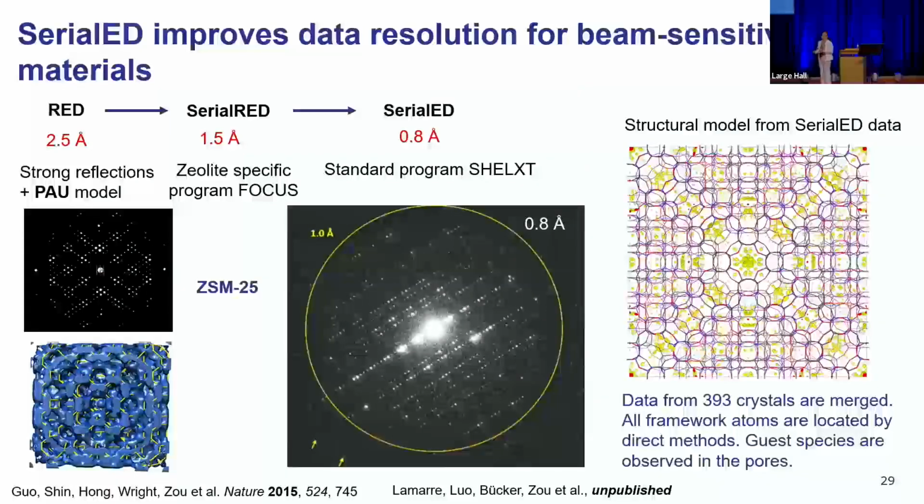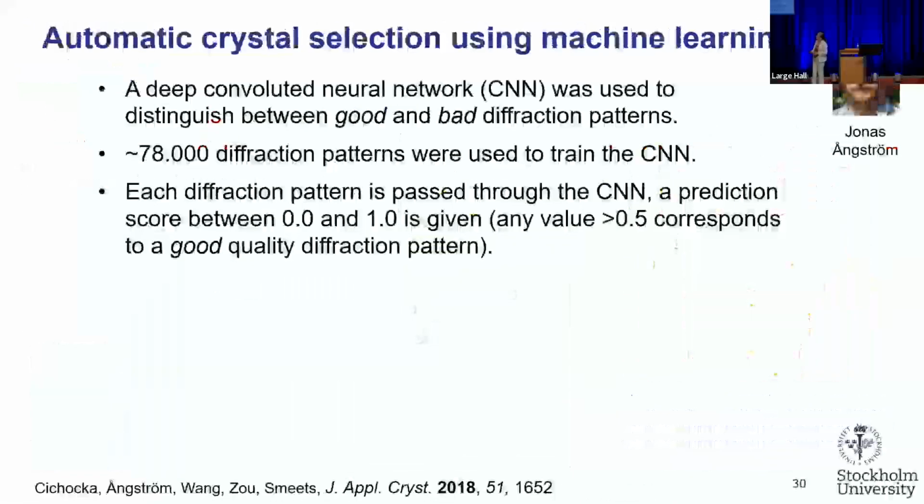When you have such a high resolution, of course, the structure determination will be much easier. How do we do that? Because we have so many crystals, we can scan all the crystals. This model was obtained by combining almost 400 crystals, each with one orientation, and you combine them together. So you can determine the structure and also find all the gas species in the pores. So this is the way to handle beam-sensitive materials.